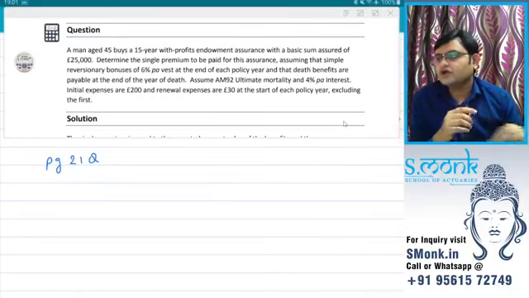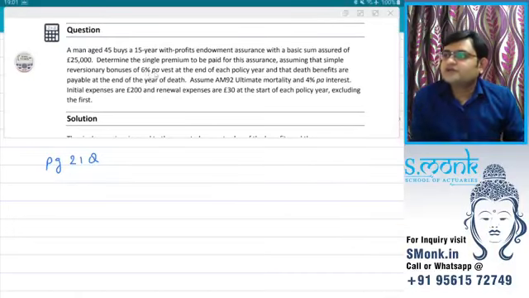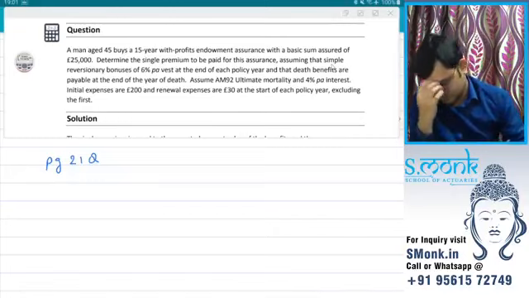Even though here we have a percentage, you can see we have the bonus as 6% per annum. But what did they say? They said simple reversionary bonus. So each year the bonus is 6% of 25,000. So don't get confused. Even though a percentage is written, it is not a compound bonus.